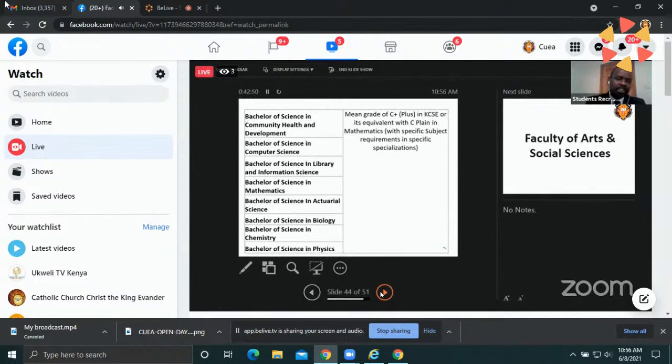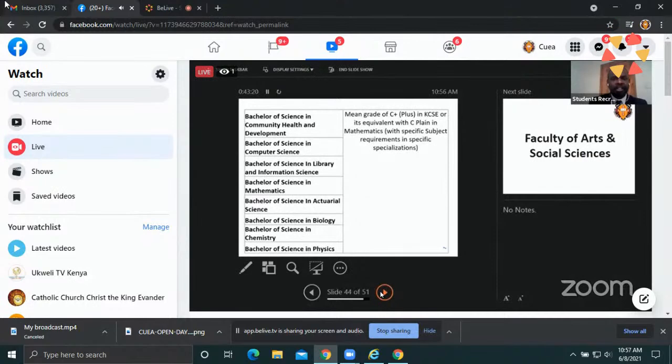Now, there is a special requirement depending on the specialization that you wish to apply for. For students who want to study Bachelor of Science in Computer Science, if you're applying through government placement, they will require you to have mathematics and physics for you to be placed in CUEA to study Bachelor of Science in Computer Science.